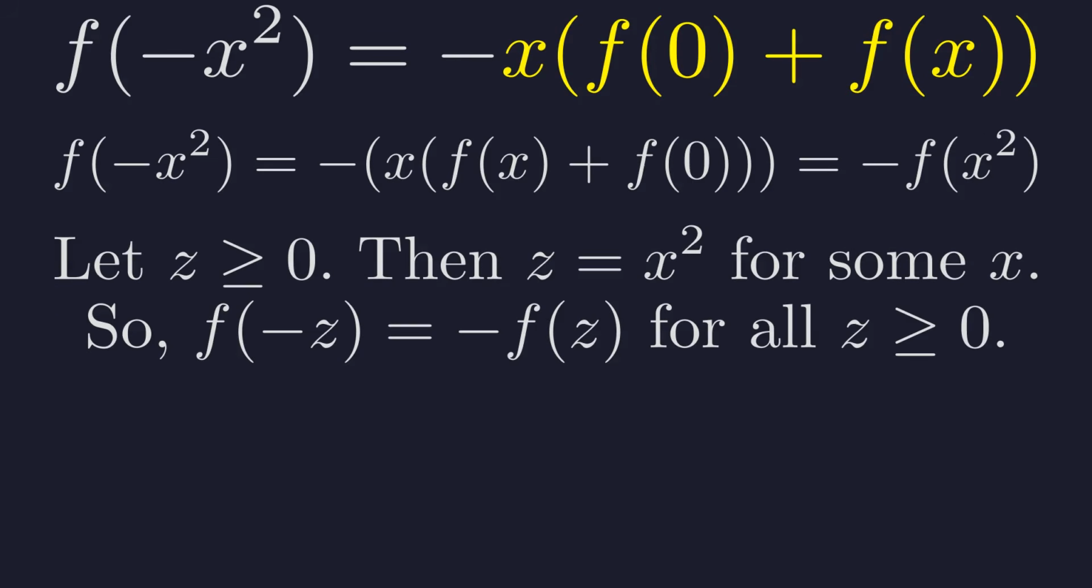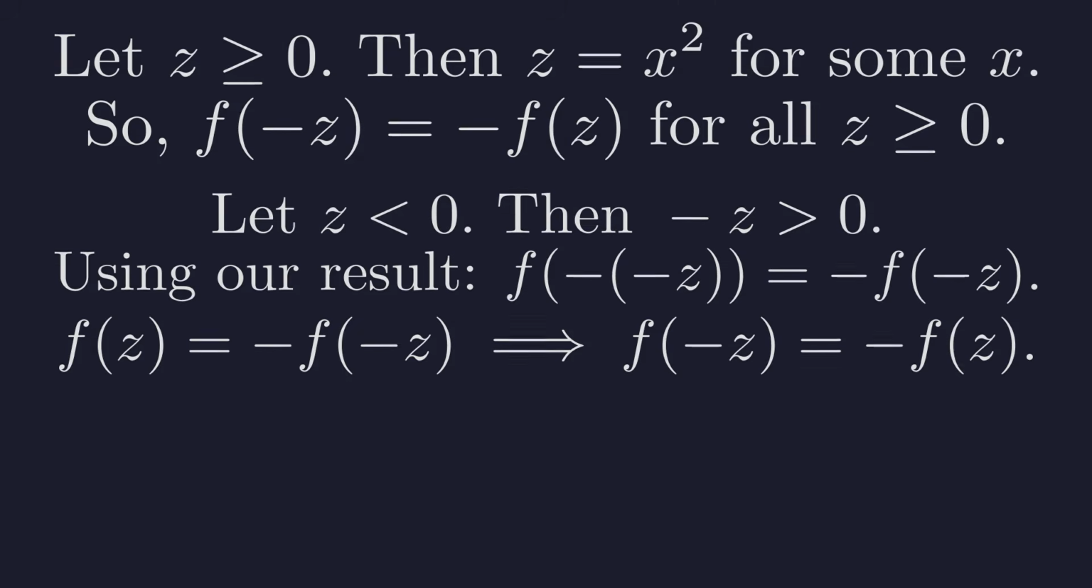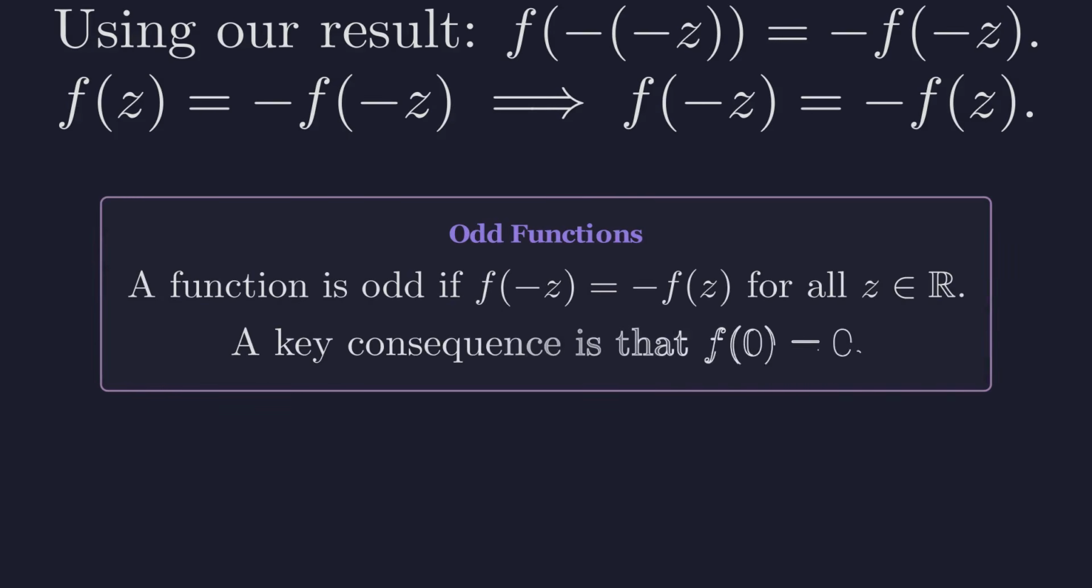Let's formalize this. Any non-negative number z can be written as x squared. So we have proven that f of negative z equals negative f of z for all non-negative z. But what about negative inputs? If z is negative, then negative z is positive. Our rule applies, giving f of z equals negative f of negative z, which is the same property. Since the property holds for all positive, negative, and 0 inputs, the function f is an odd function. This immediately tells us that f of 0 must be 0.